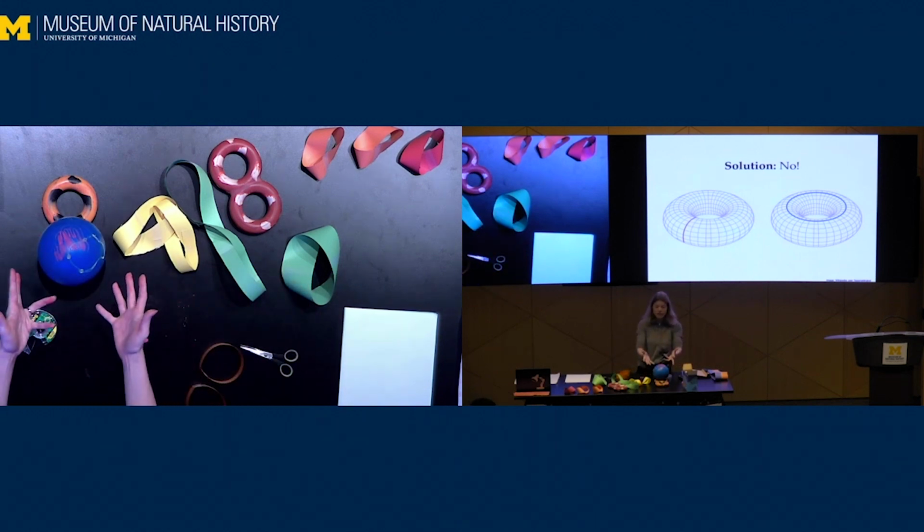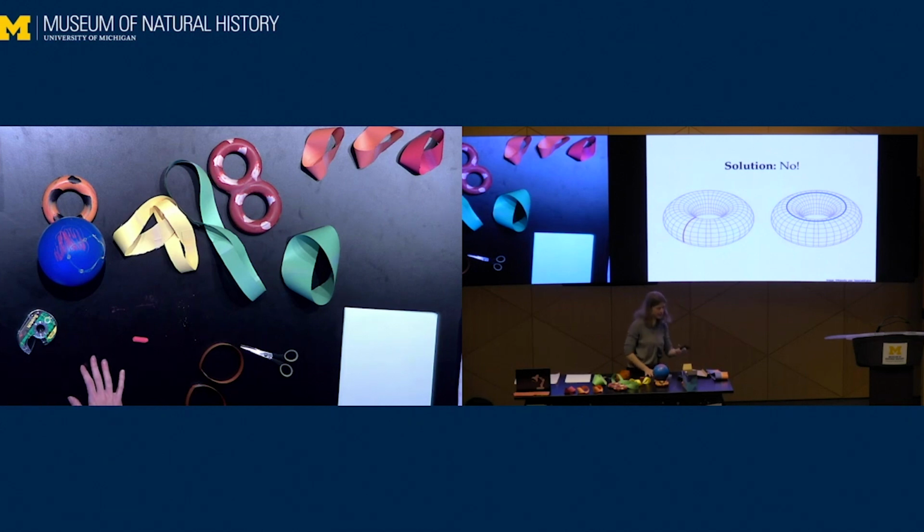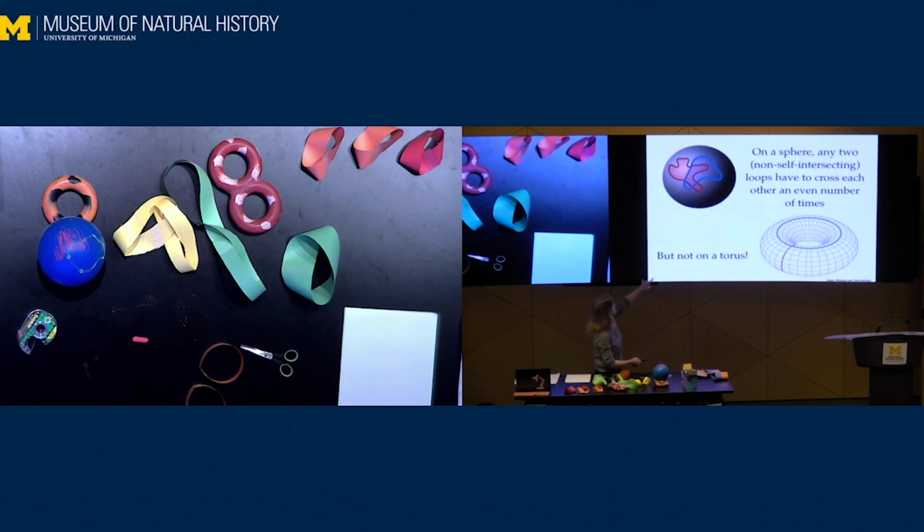And so this is another feature of a sphere. It means any two loops have to cross each other an even number of times. Again, a way that a topologist can distinguish a sphere from a torus is that here on this torus, we have a pair of loops that cross each other exactly one time. This is what topologists call the intersection number of these two loops. So you need to be on a space other than a sphere, like a torus, in order for there to exist loops that have intersection number 1, like this.